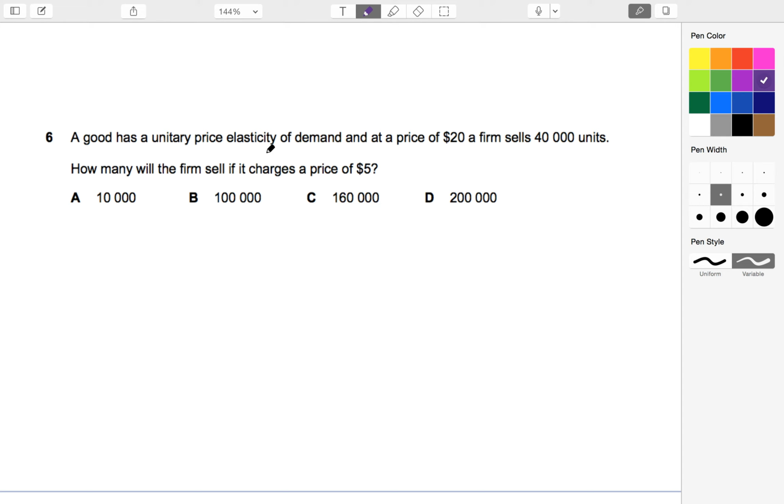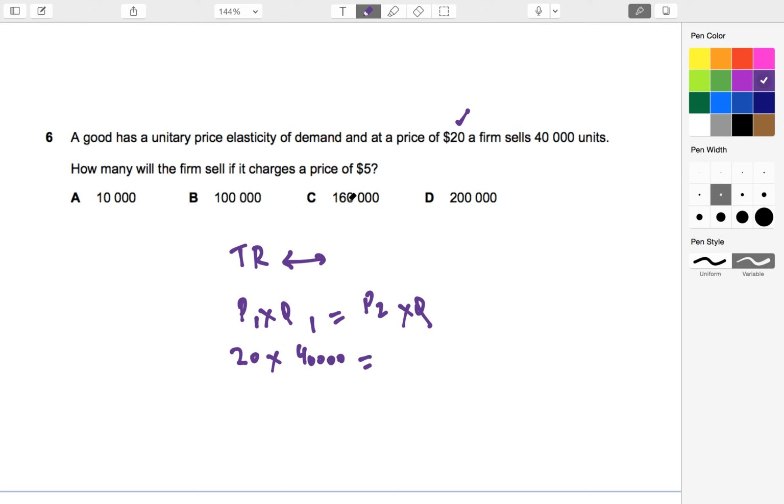So when the PED is unitary, we know that total revenue remains unchanged, which means P1 times Q1 must be equal to P2 times Q2. So 20 times 40,000 must be equal to 5 times the quantity, which we need to find out. So the quantity will be 20 times 40,000 over 5, which would mean 5 into 20 is 4, and the answer would be 160,000.